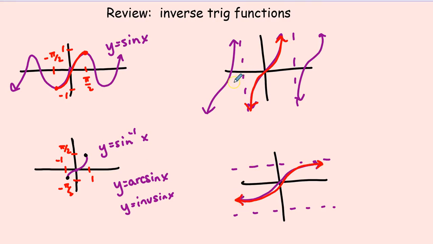Okay, so the x values on the original function were negative pi over 2 to pi over 2. So those are going to be the y values on the inverse. And then the range of the original function was all real numbers, so the domain of the inverse is going to be all real numbers. Okay, we're really not going to be spending much time looking at these graphically as we do the calculus. I just wanted to remind you of kind of what we're talking about when we talk about inverse trig.